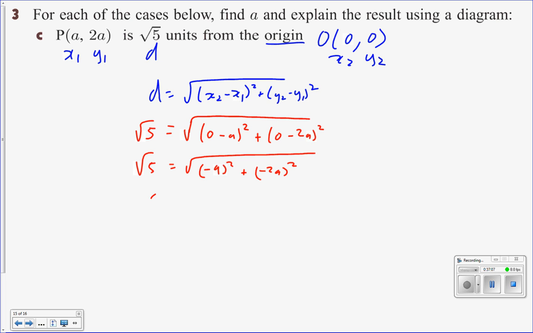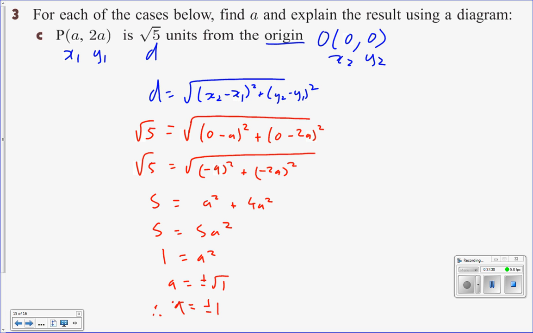So now we've got 5 equals A squared plus 4A squared. So add them together. So 1 apple plus 4 apples. So we've got 5 equals 5A squared. Opposite of timesing by 5 is dividing by 5. So I've got 1 equals A squared. So A equals plus or minus square root 1. So therefore A equals plus or minus 1.